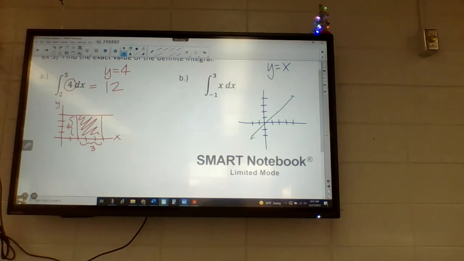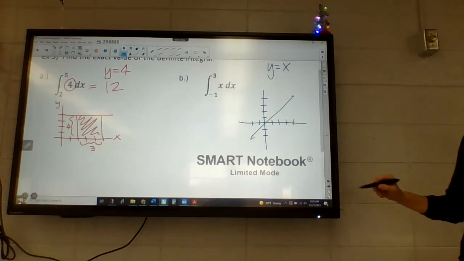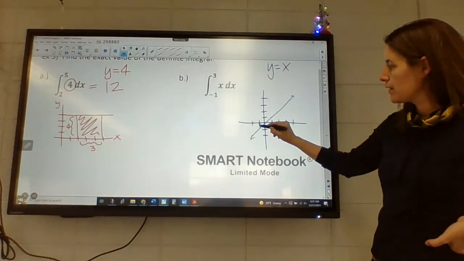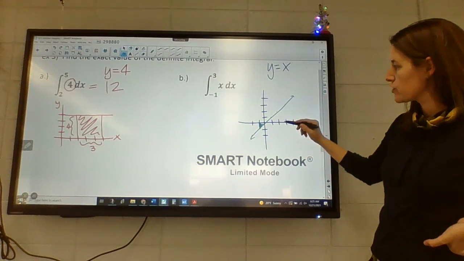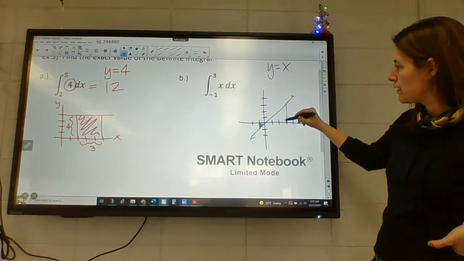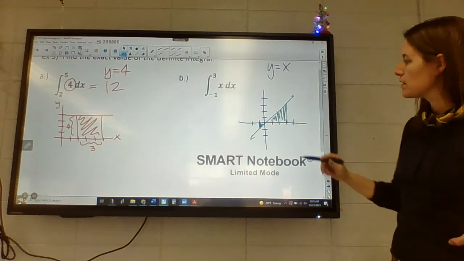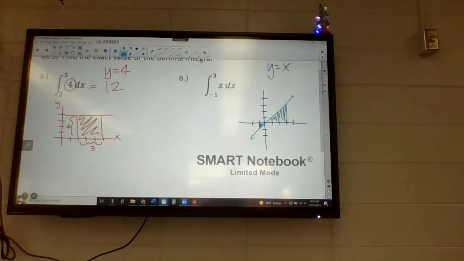But I want to find it from -1 to 3. So -1 is over here, see that little section, and then 3 is here, that little section. So I have two different areas I have to deal with. What formula are we going to use in this case?